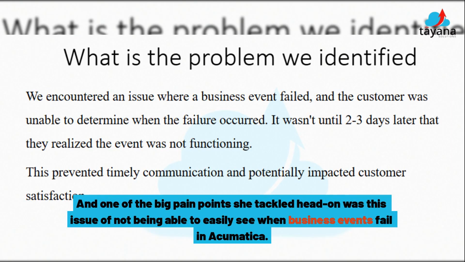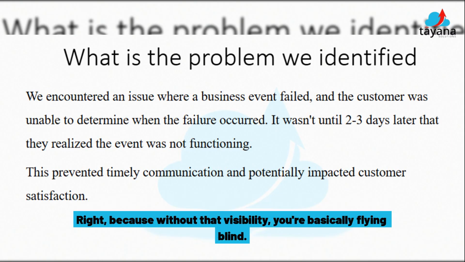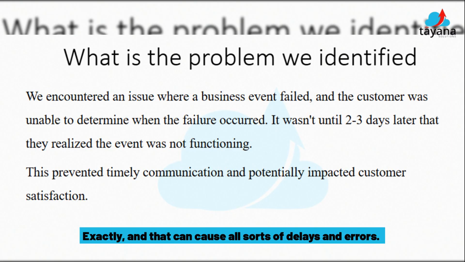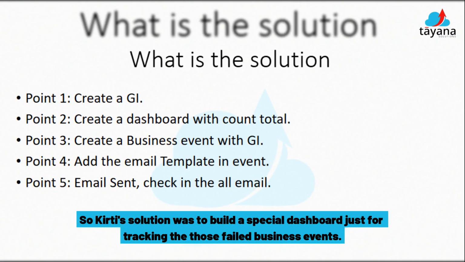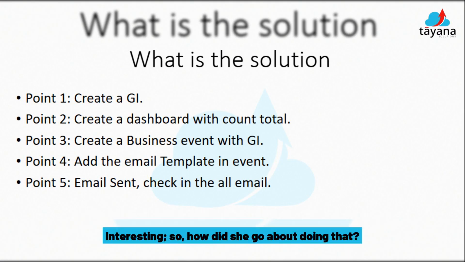Totally. And one of the big pain points she tackled head on was this issue of not being able to easily see when business events fail in Acumatica. Right, because without that visibility, you're basically flying blind. Exactly. And that can cause all sorts of delays and errors. So Kirti's solution was to build a special dashboard just for tracking those failed business events. Interesting. So how did she go about doing that?